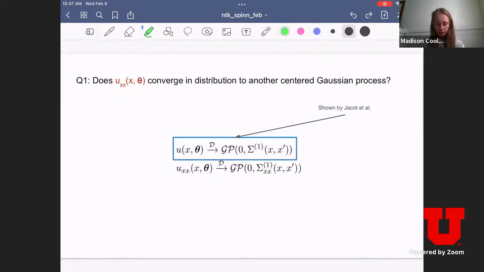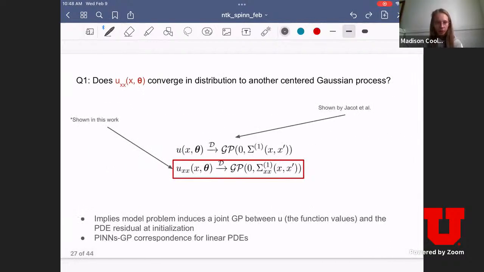This was shown previously, and in this work they do show that it converges to a centered Gaussian process. The derivation of this is pretty complicated, so I wasn't planning to go through that. But the important point with this finding is that there's a PINNs-GP correspondence for linear PDEs. From what I understand, this isn't practically too useful at the moment. My guess is it's due to all of these assumptions that they require.